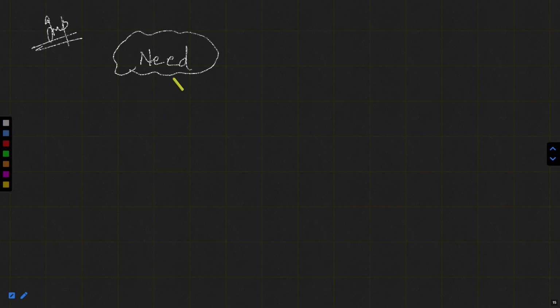Suppose we have need and this is the main verb. So, we can say, suppose I need a pen. Let's say this is the sentence and this is a very basic sentence. I need a pen because I want to write. So this need is a main verb over here. And what do I need? I need a pen. This is the object.